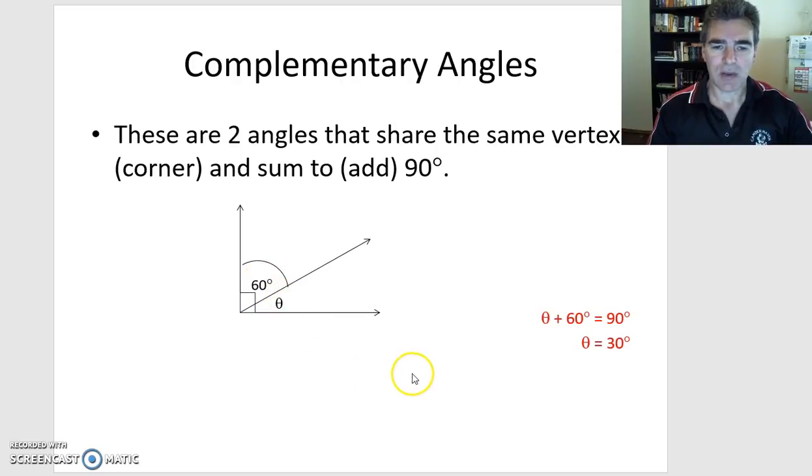I could also ask the question, what is the complement of 60 degrees? When I ask for the complement, then that's just the other angle that we use to add up to 90 degrees. So the complement of 60 degrees is 30 degrees. So those two angles add up to 90 degrees.